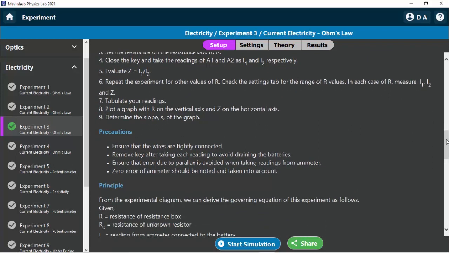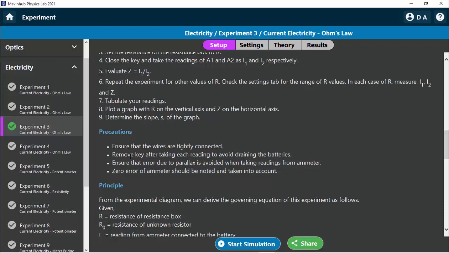So what are the precautions? It's very important you take note of these precautions because in most physics experiments, you'll be asked to list the precautions taken. So part of the questions might be, what are the precautions to be taken when carrying out this experiment? So here are 4 precautions to be taken. The first one is to ensure that the wires are tightly connected. The second is to remove the key after taking each reading to avoid draining the batteries.